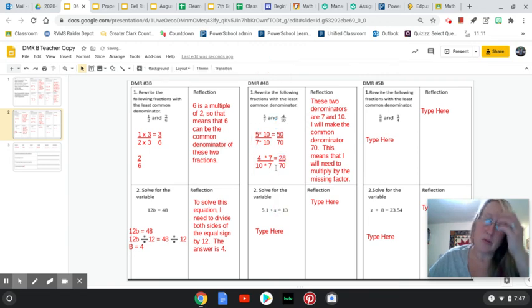All right, so when we go to do these, we're doing these so that we can eventually add and subtract. You cannot add and subtract fractions without having a common denominator.